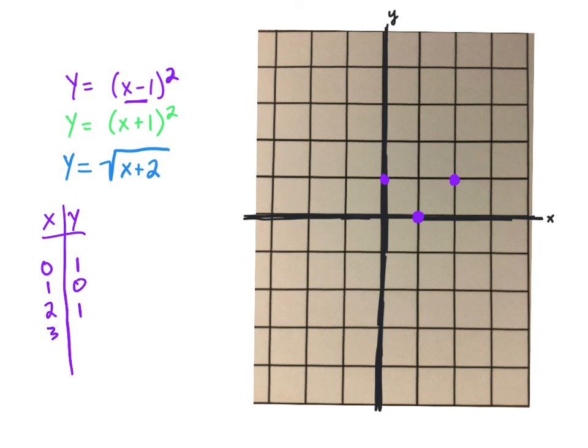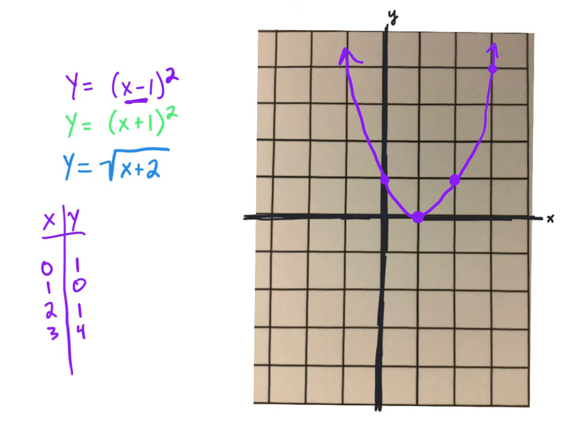What happens when I plug in 3? 3 minus 1 is 2. 2 squared is 4. So 1, 2, 3, 4. Now we can see that it curves and it is not that absolute value straight line anymore. So we're getting our parabola that is just like that.